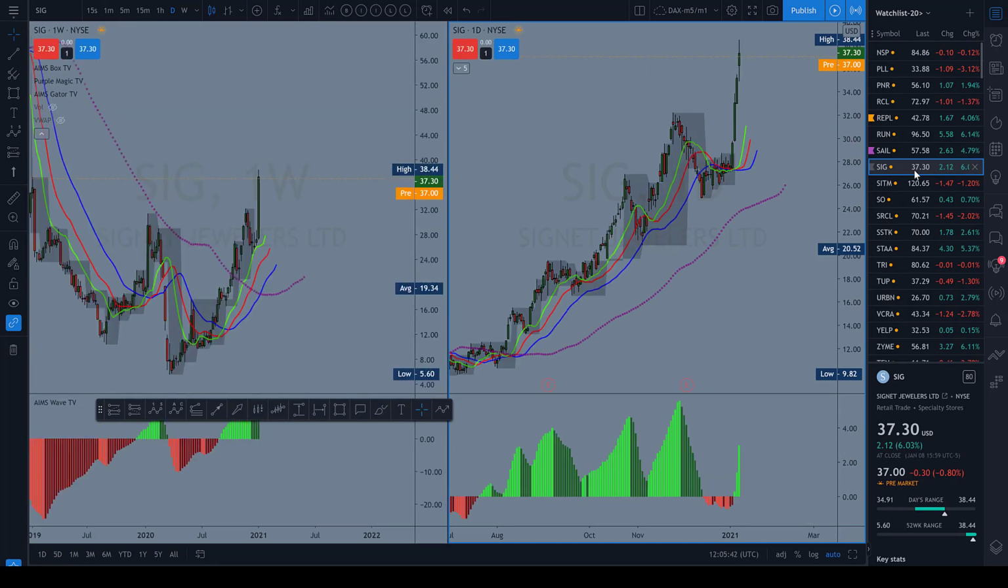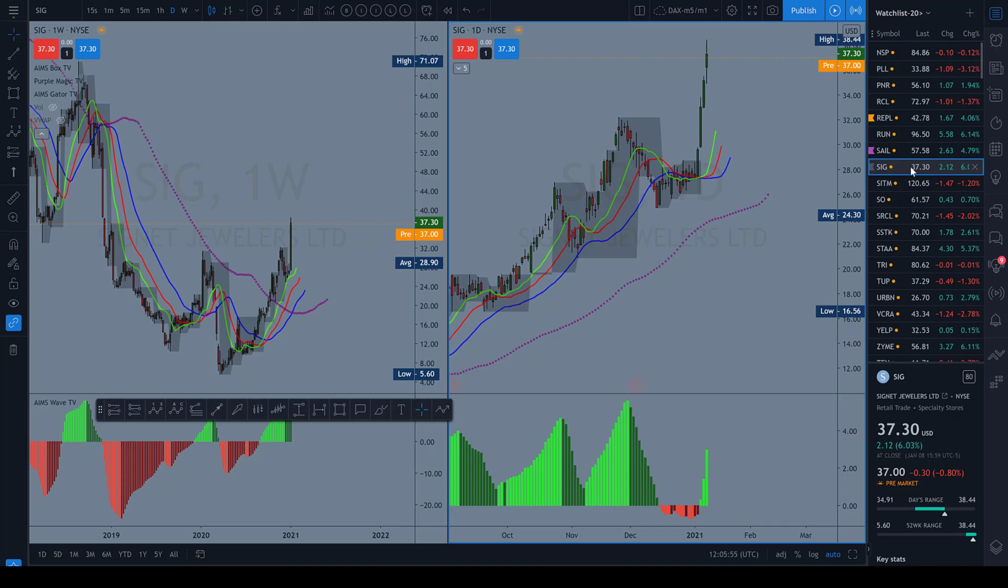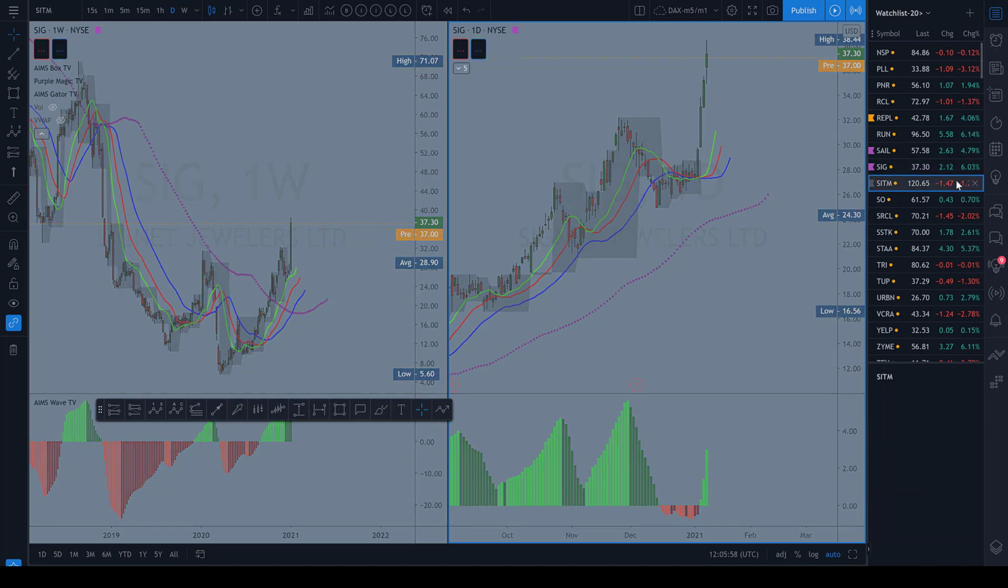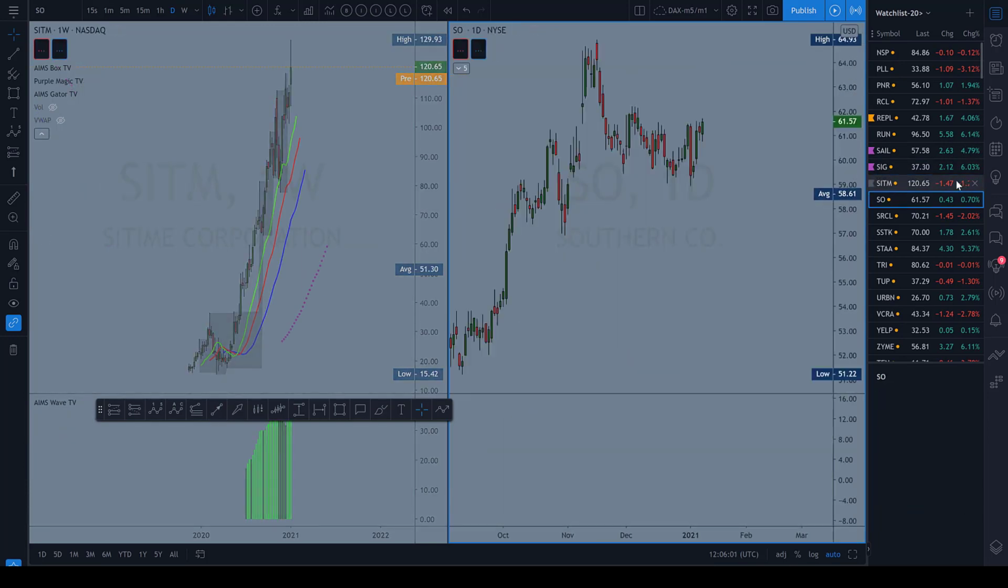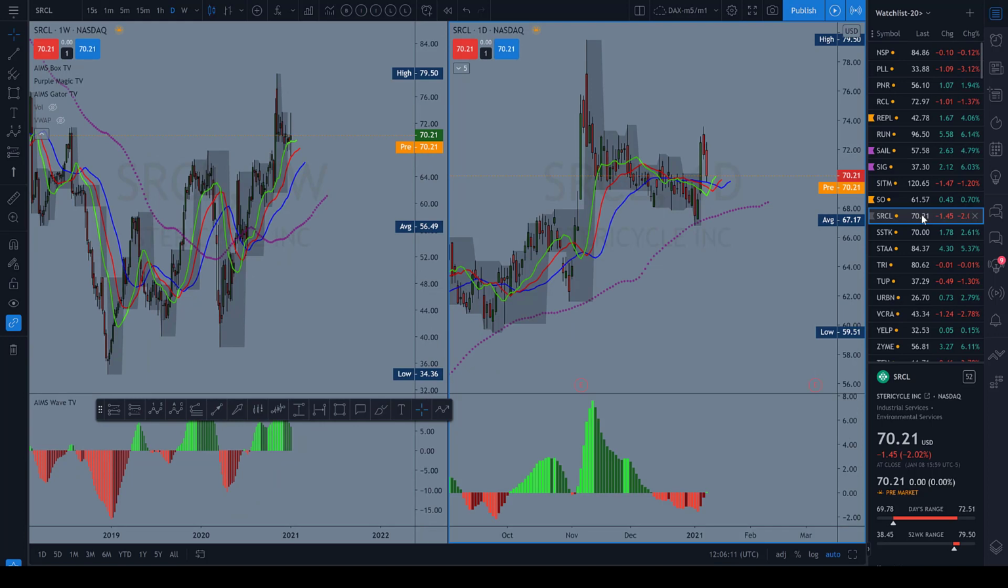This is a beautiful, beautiful setup. I did not take it because I wasn't sure about the weekly chart over here, but it turns out it was a beautiful setup. So move it there. This is interesting. I'll check it for the details. We can delete this one now.